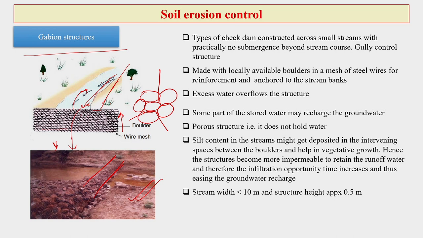It doesn't completely stop the water. Slowly, the water speed goes down, slowly it comes to the other side, and this can be utilized for irrigation, growing crops on both sides of the water stream. The width of this stream should ideally be less than 10 meters. Beyond that, the volume of water will probably be higher, and this kind of structure may not be able to withstand the pressure. The height of this structure should ideally be around 0.5 meter, okay, 0.5 meter, all right.